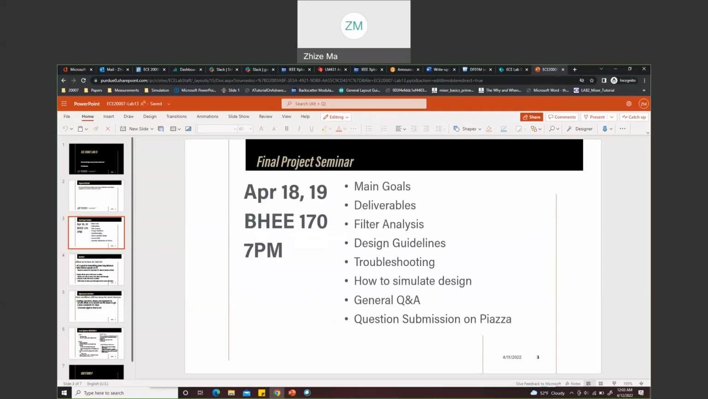Okay, before we talk about the tasks, let's make sure the students know that April 18th and April 19th, in SEE 116 and 117 at 7 p.m., there's a 5-mode project seminar.